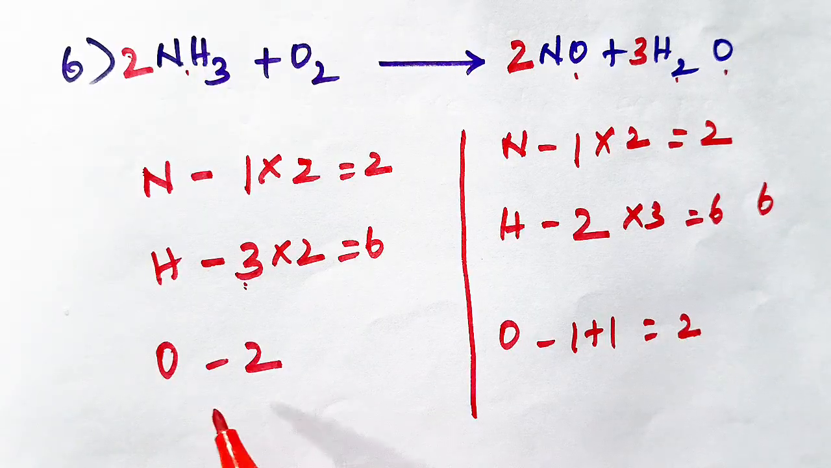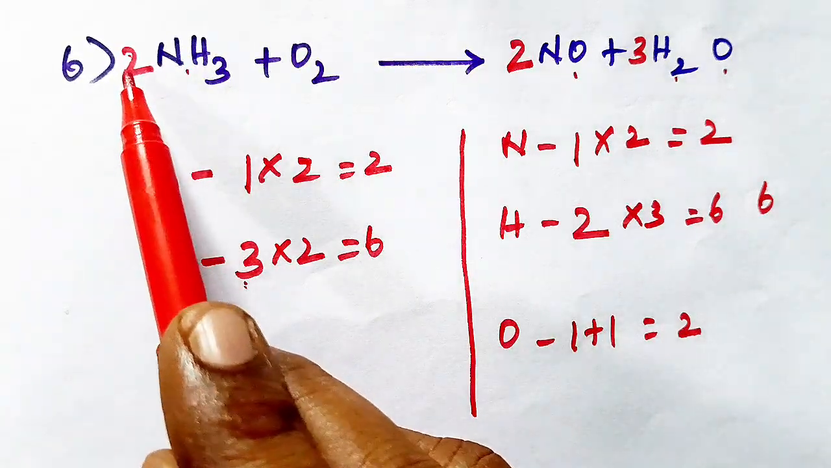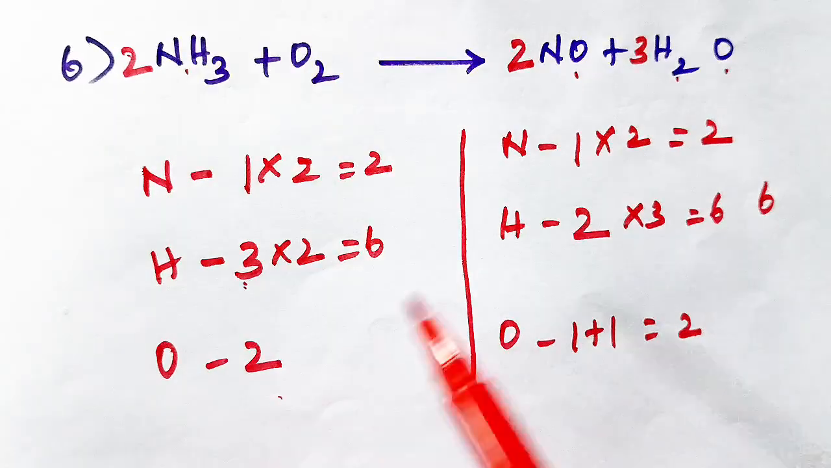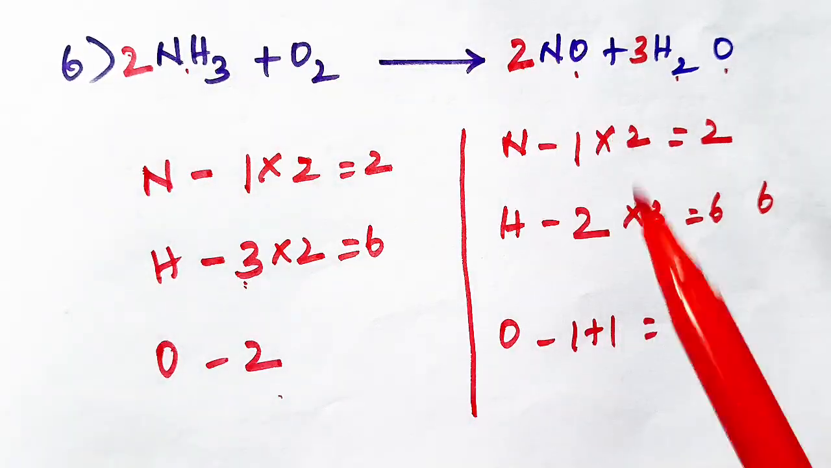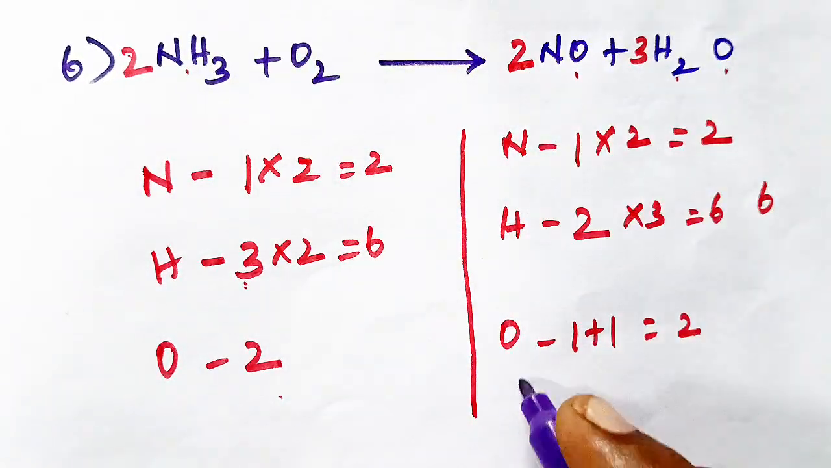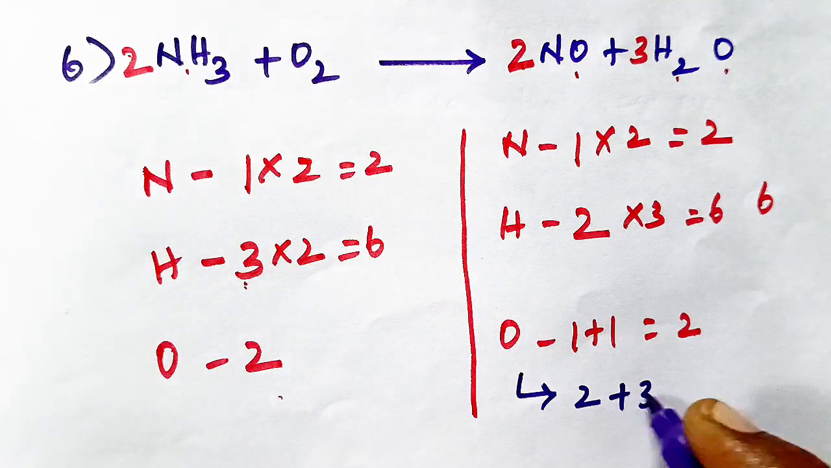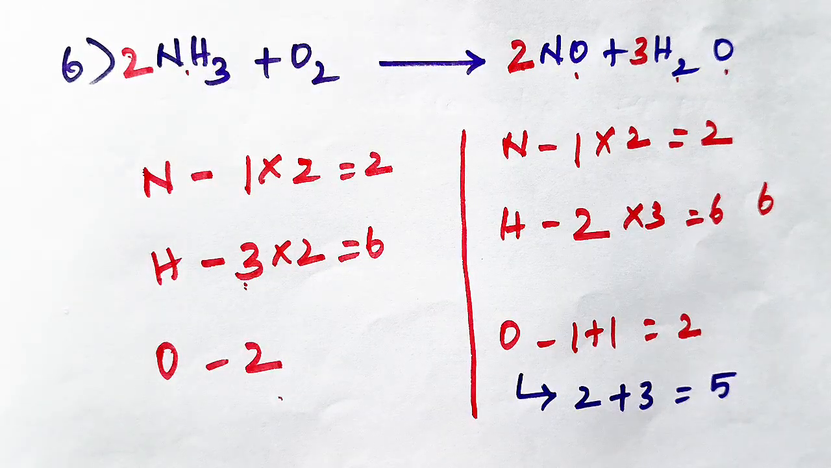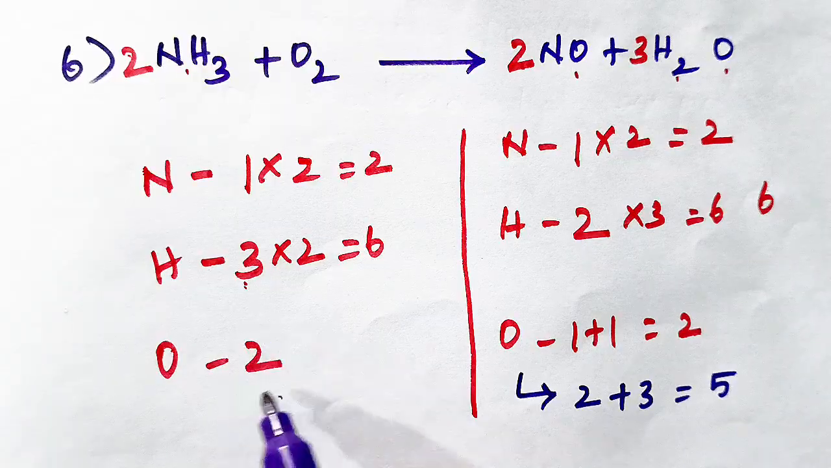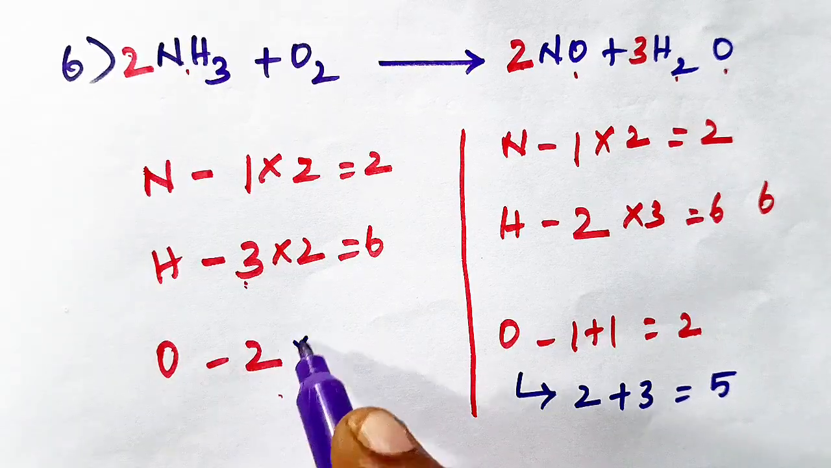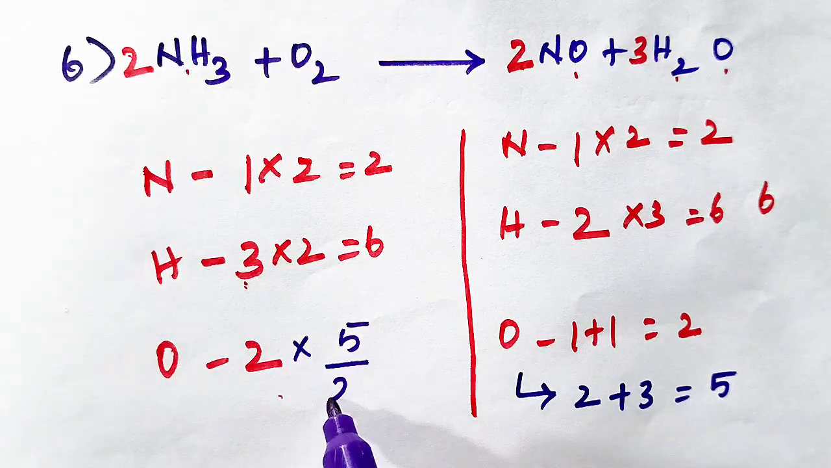Repeat with oxygen. So oxygen, this side 2 oxygen, this side here you have 2 oxygen, 2 plus here 3, so you have 5 oxygen. So now you have to change this as 5, so for that just multiply 5 by 2.